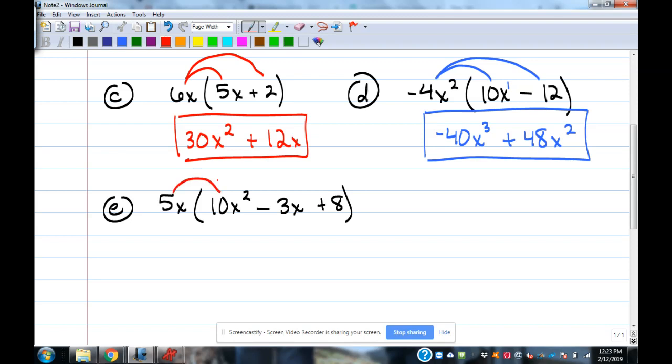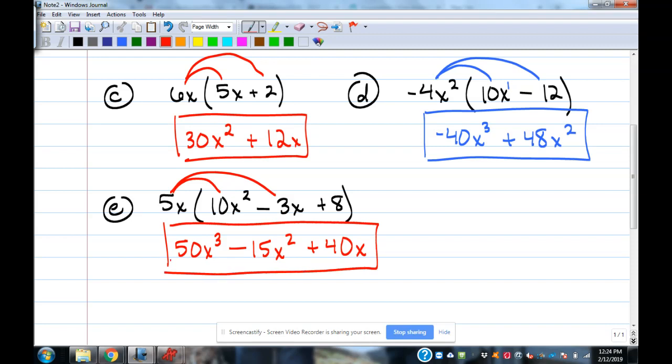So 5x times 10x squared, 50x to the third. The next piece. Plus or minus between those? Why is it a minus and not a plus? 5 times negative 3 is a negative 15. So that's where it's a minus at. 5x times 8. Plus or minus? Plus because it's positive. And 40, and that 40 has what? An x on it. Don't forget.